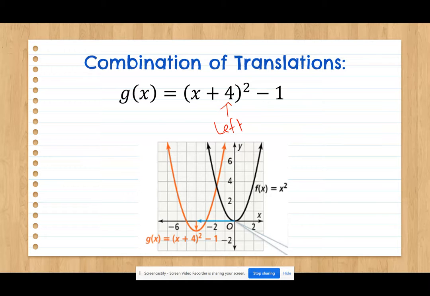All right, and then this -1 is a constant. It's at the end. Sometimes they do put it in the front, but this is our constant. -1 means down 1. And if we look at the graph that I put up a little too early, you can see it went from 0, 0, and you moved left 4 and down 1.